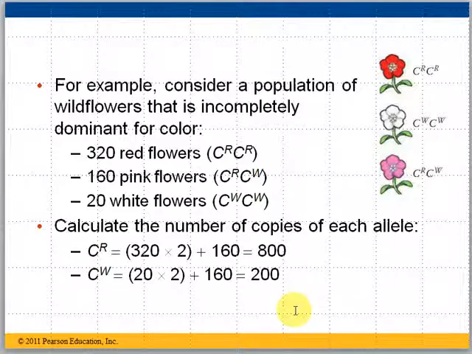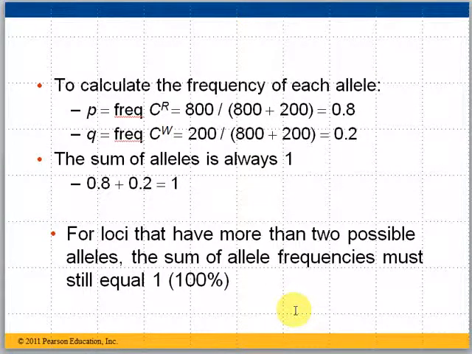To calculate the frequency of P, which is going to be our dominant R allele, we take the number of R alleles, 800, and divide that by the total number of alleles, which was 1,000, and we get 0.8 or 80%. And the Q, we do the same way. We count all of the W recessive alleles that we found. That was 200. Again, divide by the total number of alleles in the population, 1,000, and we get 0.2 or 20%. And the sum of the alleles, remember, has to equal 1. 0.8 plus 0.2 does equal 1. So we come out with 100%, and we know we have everything calculated properly.